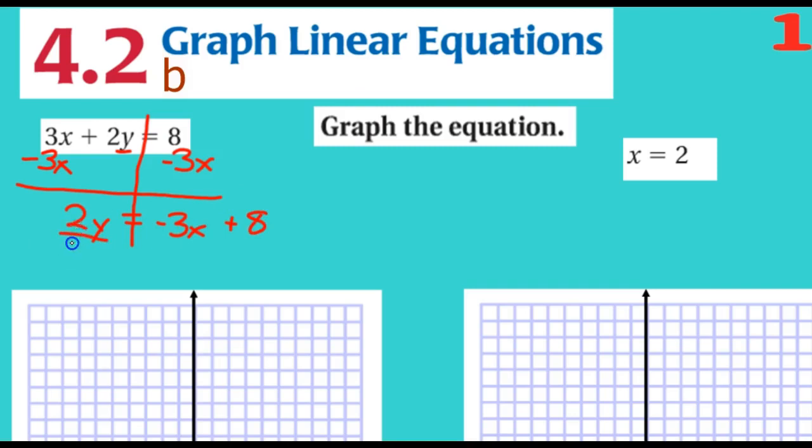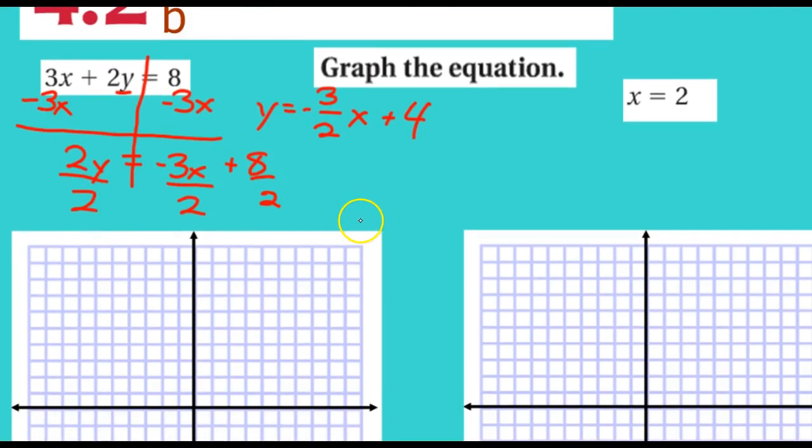So, divide by 2, divide by 2, and divide by 2. So we have y equals, I can't divide negative 3 by 2, so I'm going to keep that. Negative 3 over 2x plus 8 divided by 2, which gives us 4. So if I wanted to graph this, I'm going to have to come up with some x points. So I'll make my table right over here.